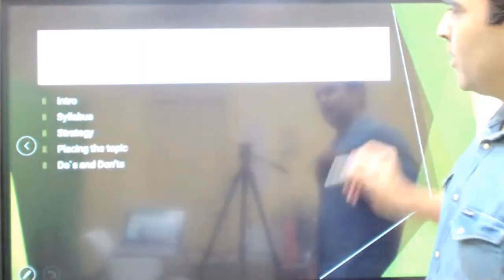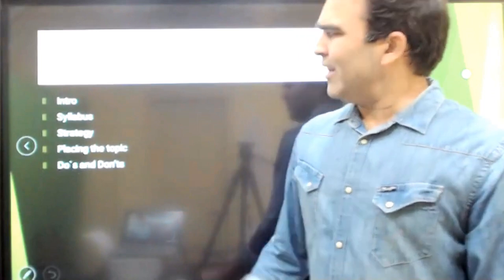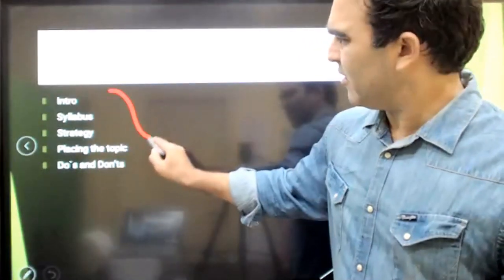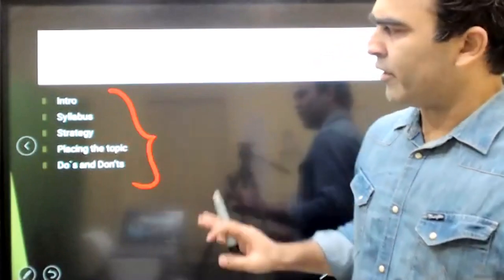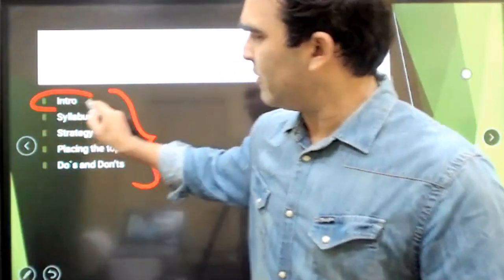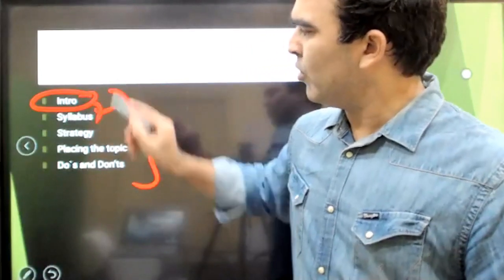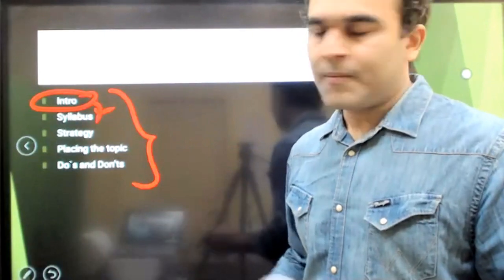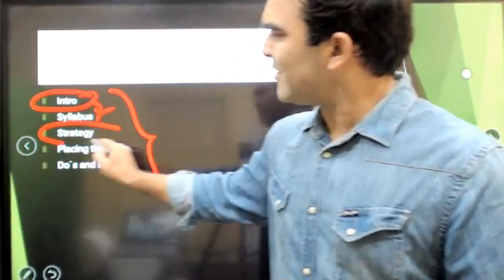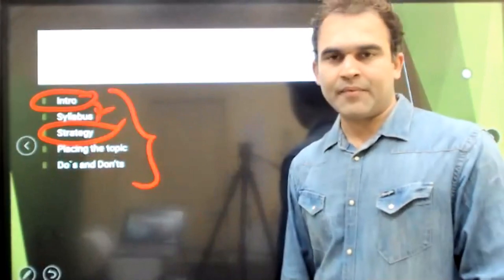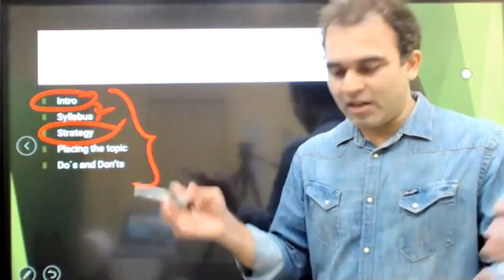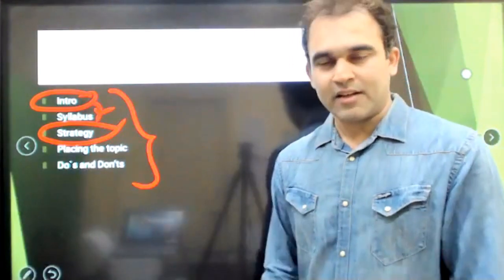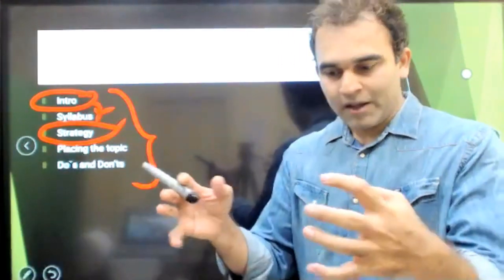Now let's move on. In this short discussion over the next one hour or so, this is what we are going to do. The introduction part we are done. Then we have to understand the syllabus. Then, what's the strategy that can be applied? Strategy is nothing but your work and my work, both of us combining it. That's the strategy. How are we going to combine?